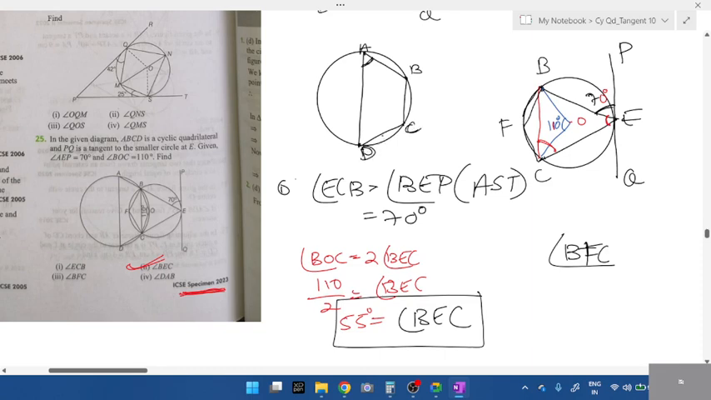Can we use cyclic quadrilateral for this? Angle A will be equal to, good, whoever answered correct. Angle A will be equal to which one? Cyclic quadrilateral. Angle A plus angle C should be equal to 180.